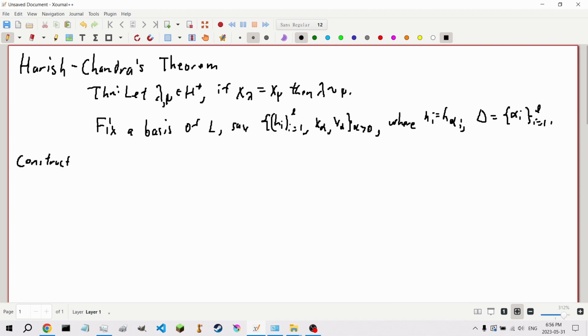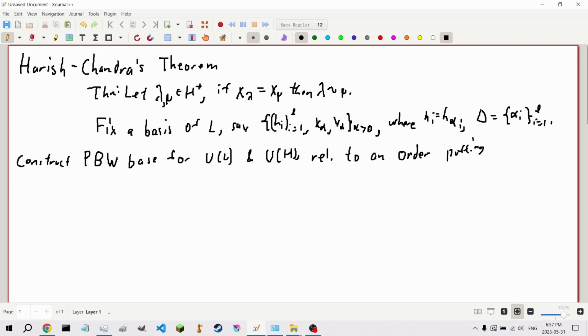Construct a Poincare-Birkhoff-Witt basis for the universal algebra of L and the universal algebra of H, relative to an ordering, in order, putting the y's, then the h_i, before the x_alpha.